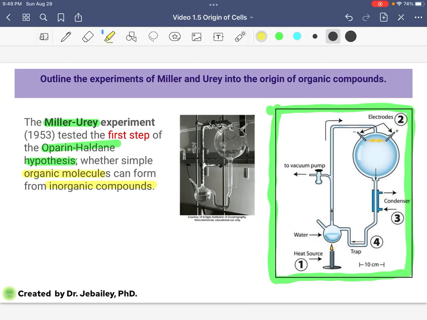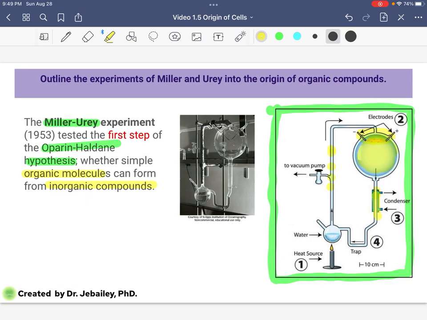If you notice right here, in this drawing, you see there are electrodes which cause the lightning. So that means there were a lot of thunderstorms and lightning in the early times of the Earth. And they tried to create an atmosphere, with water vapor coming up. And they made all these organic molecules coming here and being exposed to an atmosphere of the Earth.